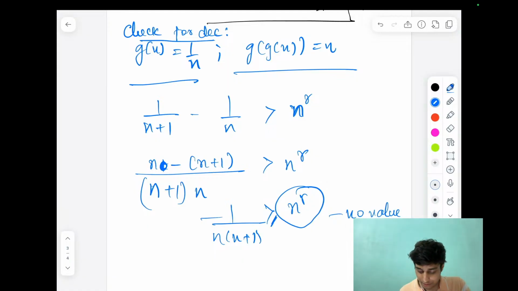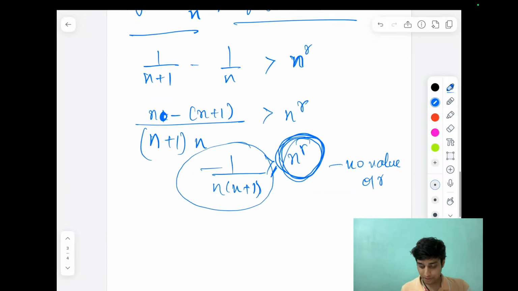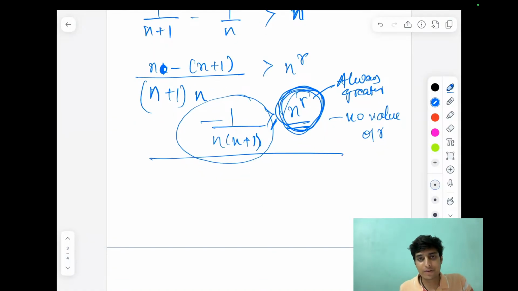Even if I put anything, because this is a negative decreasing function and n to the power r, it can be n squared or anything, so this value is always greater. So we have concluded, although we knew it, that the decreasing function does not work for us. Decreasing function doesn't work.